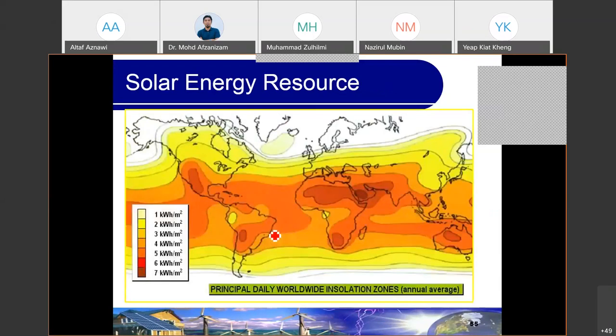Okay, so this one is already shown, obviously. I just want to check this one. It's Yemen and Sudan, somewhere around here, if I'm not mistaken, which is a high energy resource area over there.